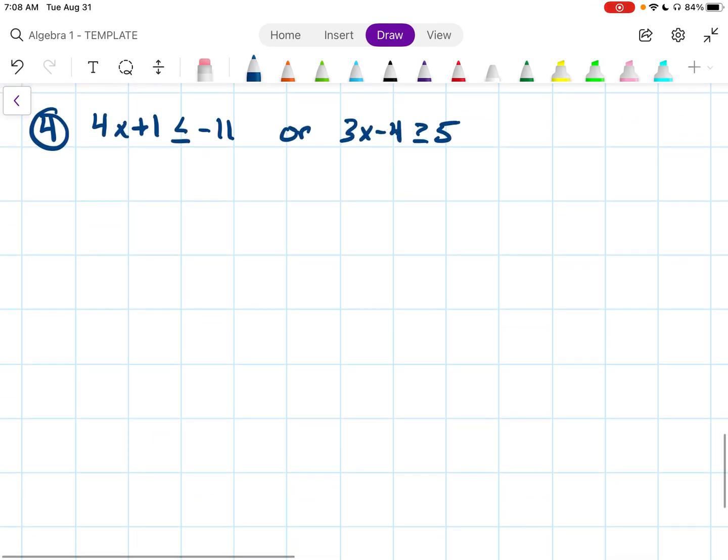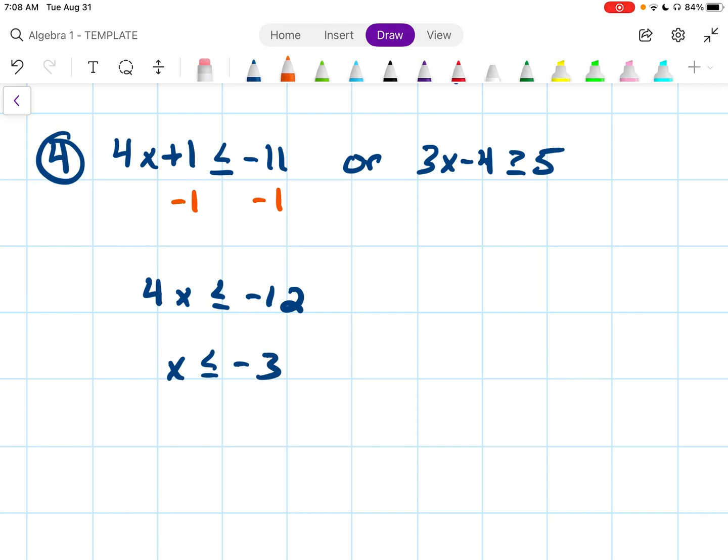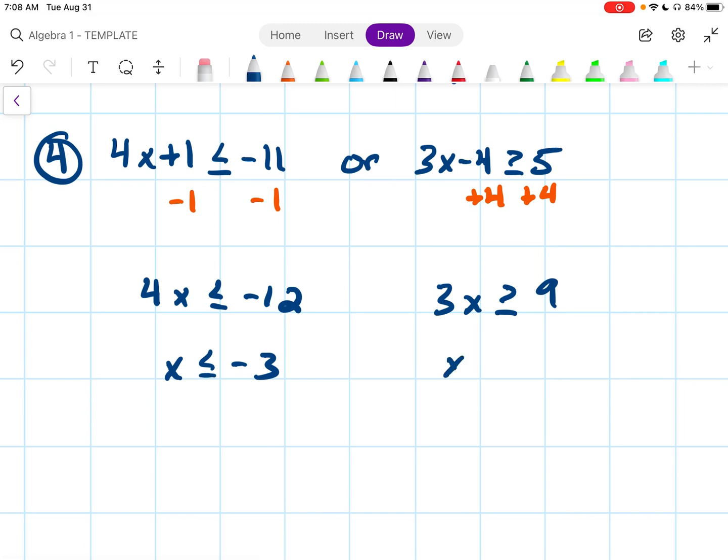Number 4, I'll start off by subtracting 1 from both sides here. So I have 4x is less than or equal to -12. Dividing by 4, I get x is less than or equal to -3. On the right side here, I'll add 4 to both sides. That'll give me 3x is greater than or equal to 9. So x is greater than or equal to 3.